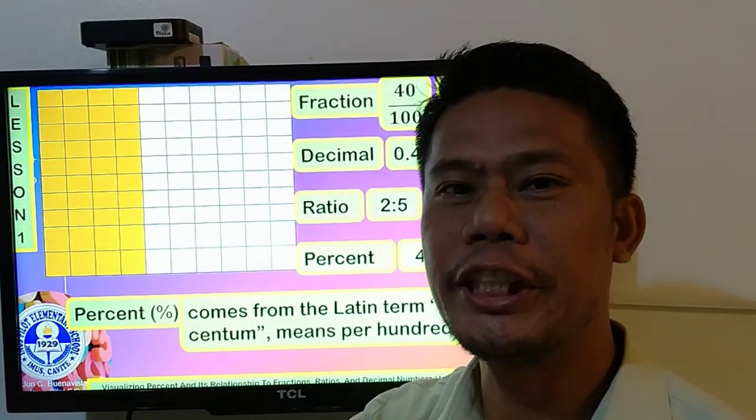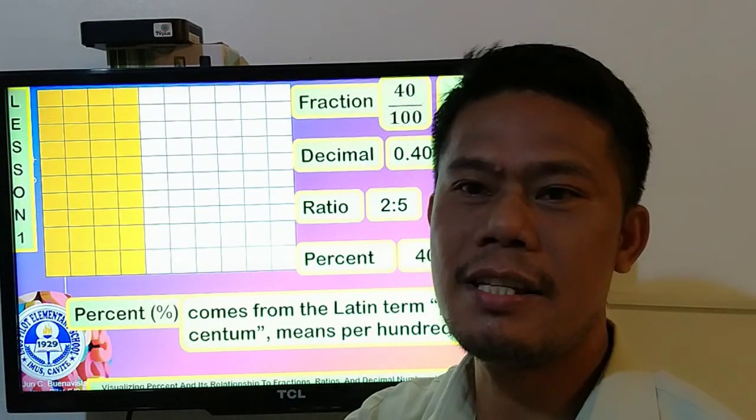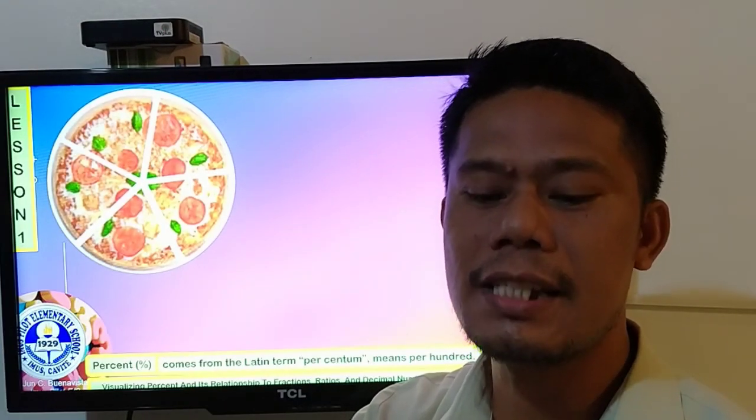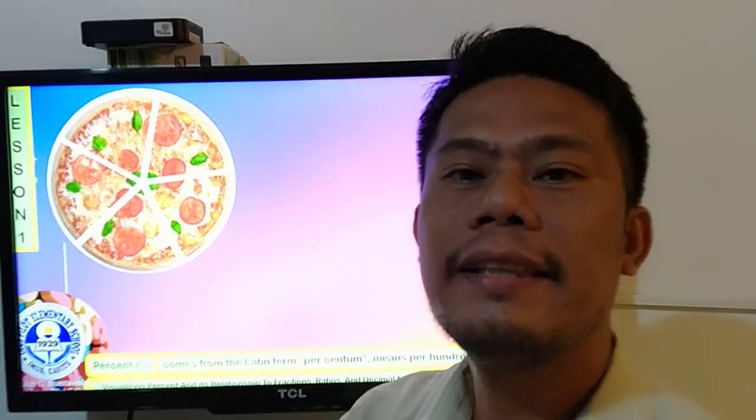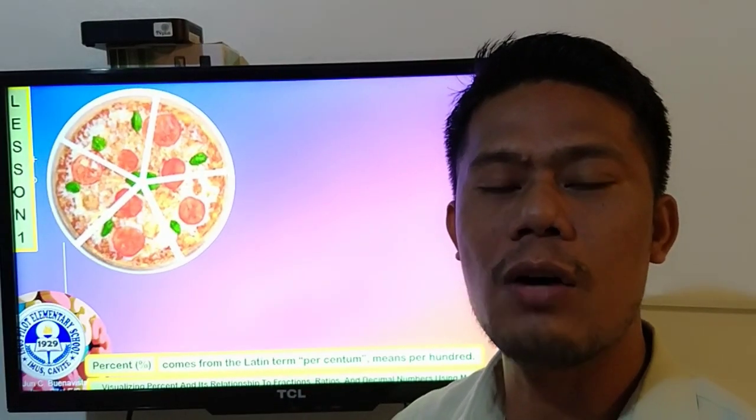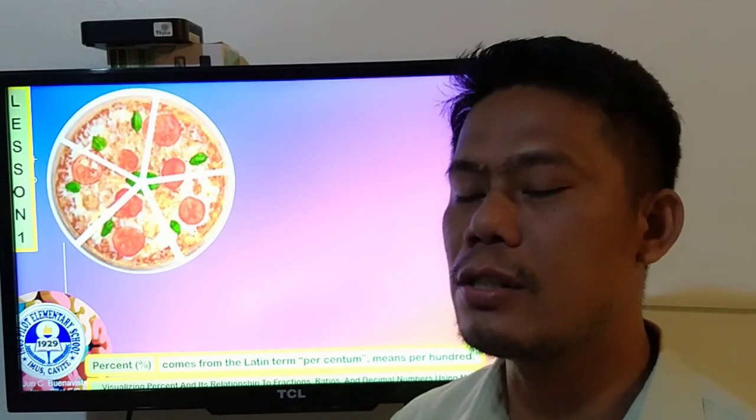So that is 40%. It's very easy. Now, what if our fraction is not a power of 10? When we say power of 10, the denominator is 10, 100, 1,000, 10,000, and so on and so forth.